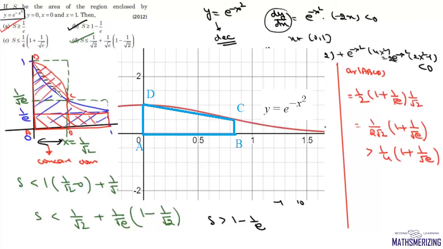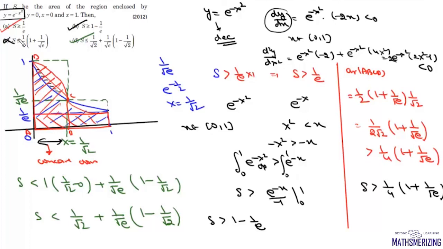Now in this case, if we consider this area, it will be greater than area of this trapezium. So if we consider entire area bounded by this function, then clearly this S will be greater than 1 by 4, 1 plus 1 upon under root e. That means option C cannot be correct. So the correct options are A, B and D.